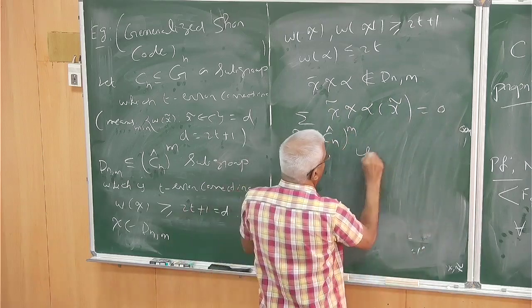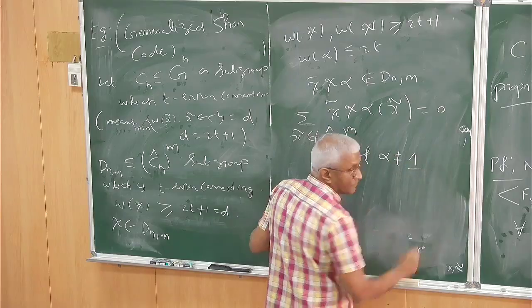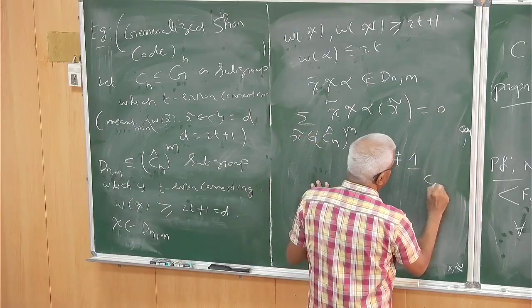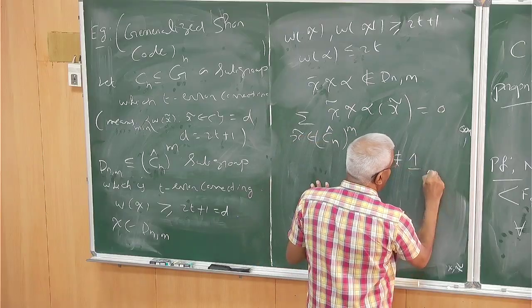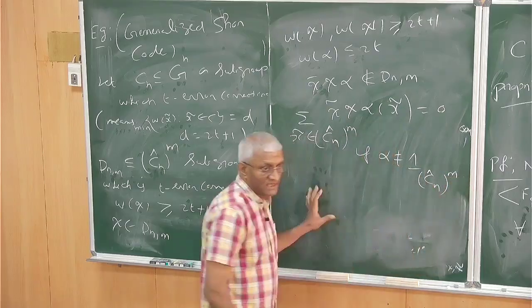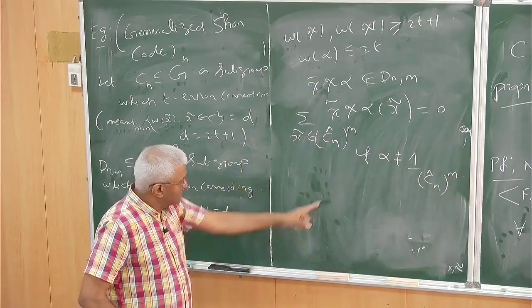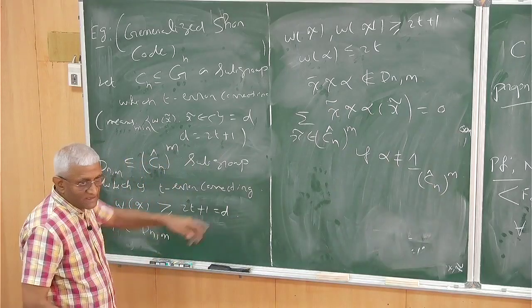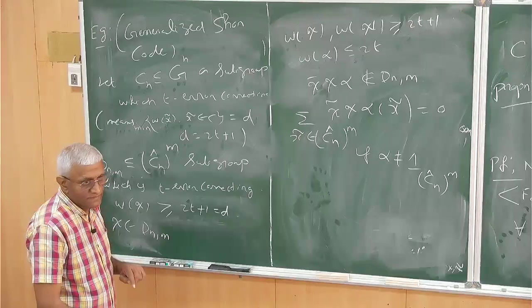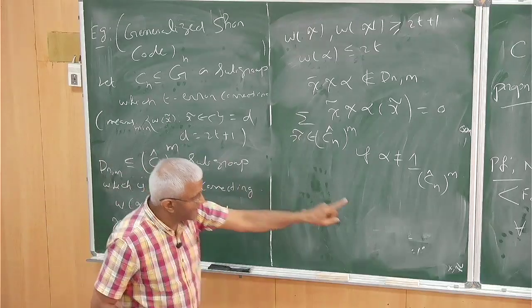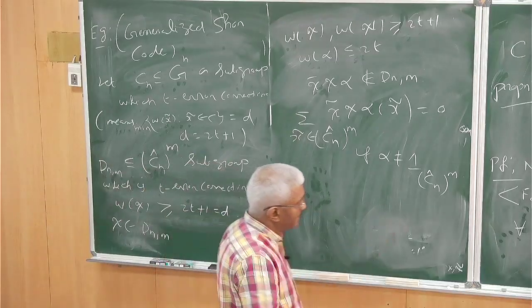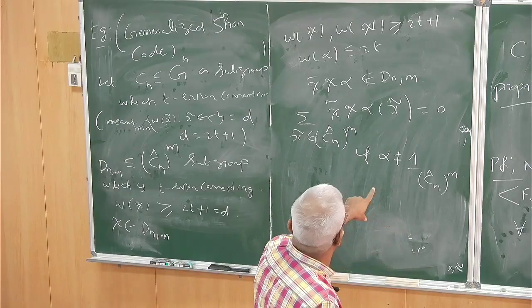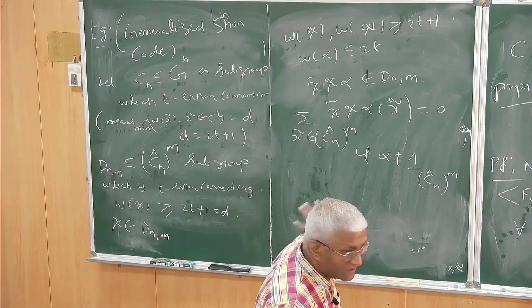If alpha is not equal to 1, right, the one in C n hat, it's a one there. It's a one of that. One is the identity of that. So if that is not the case, this is going to be 0. So we have shown that if alpha is not equal to 1, A is not equal to 0, this is 0.